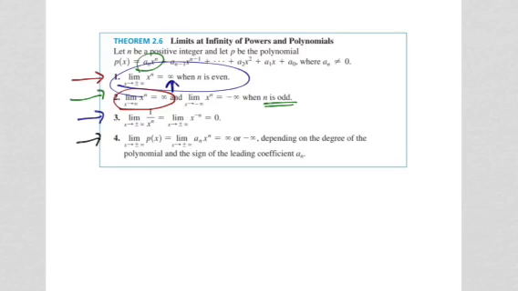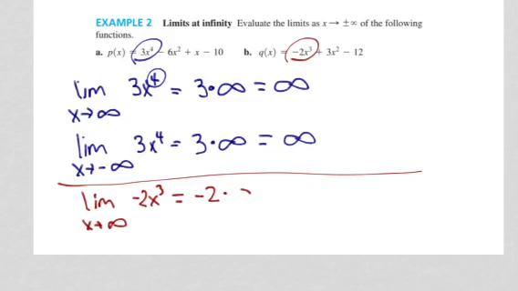So if you have an odd power, x approaching positive infinity, that means infinity. But we're multiplying that infinity times a negative number. And a negative times any positive makes a negative. So we get a different answer. We get a negative infinity. That leading coefficient flipped it for us.